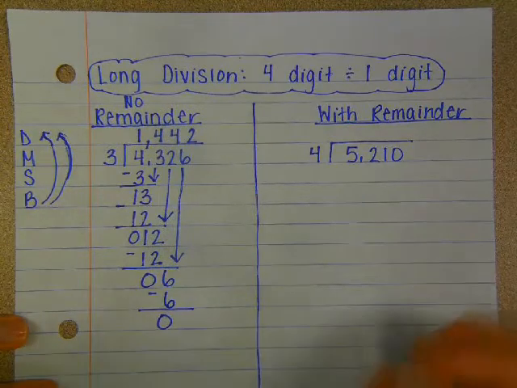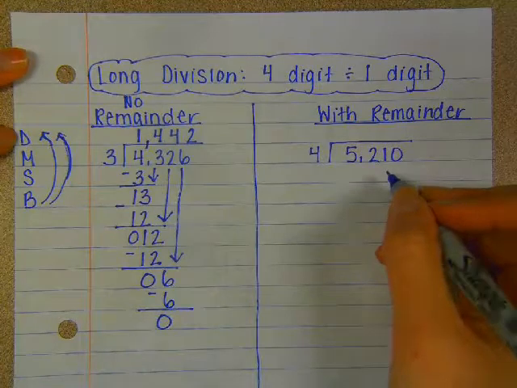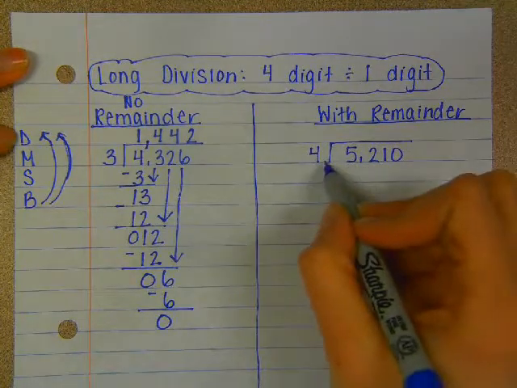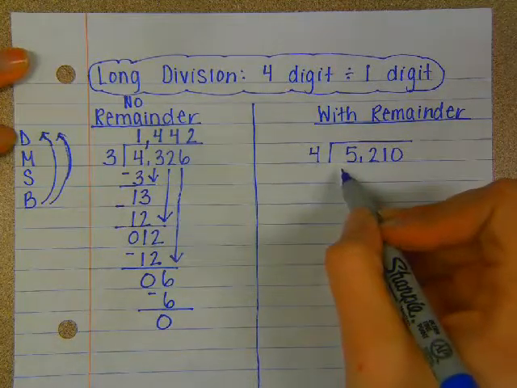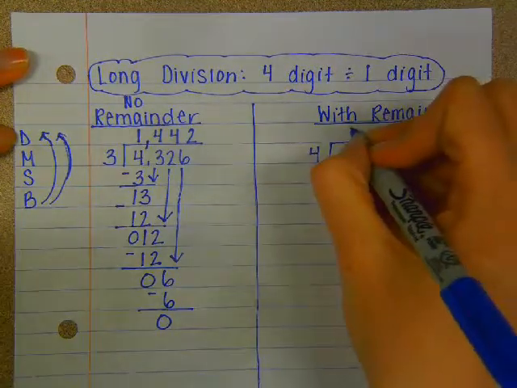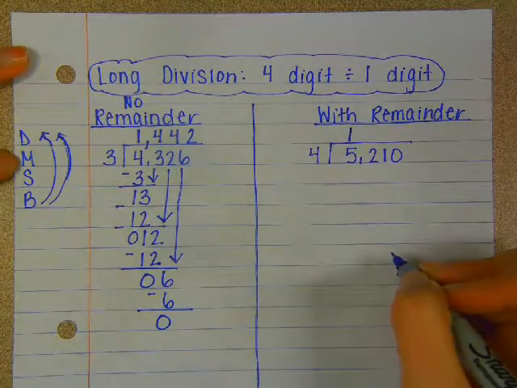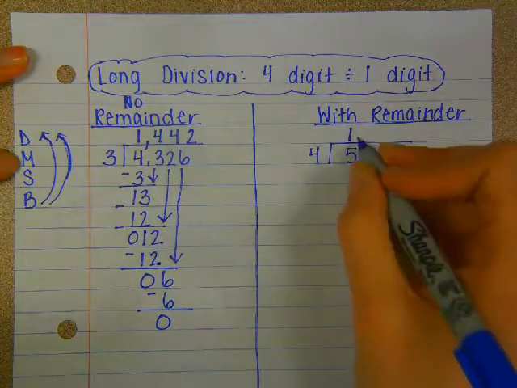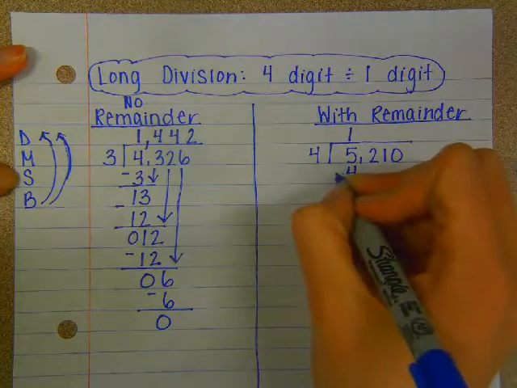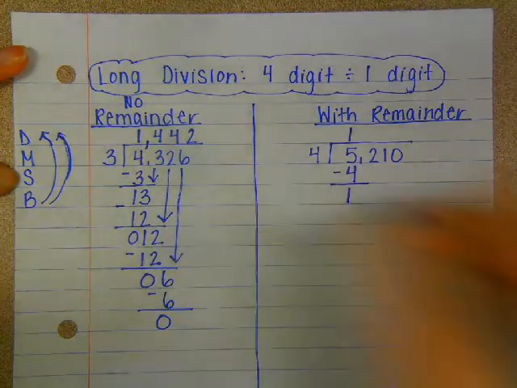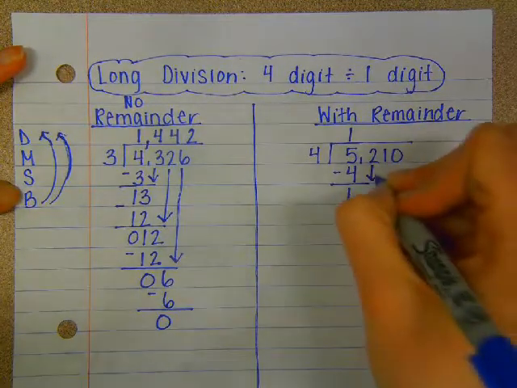As I move on over to a problem that will have a remainder, again, go back to my first step, divide. 5 divided by 4, or how many times can 4 go into 5 without going over? I know that 4 can go into 5 one time without going over. So now I multiply. 4 times 1 equals 4. When I subtract 5 minus 4, I get 1.